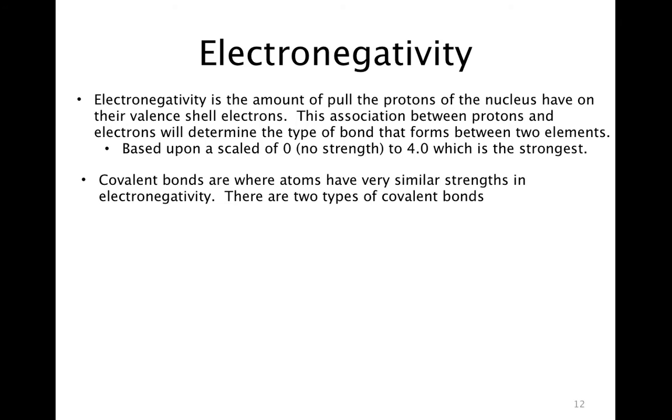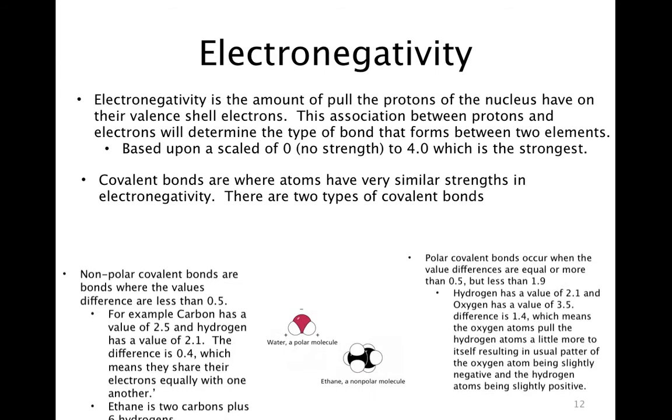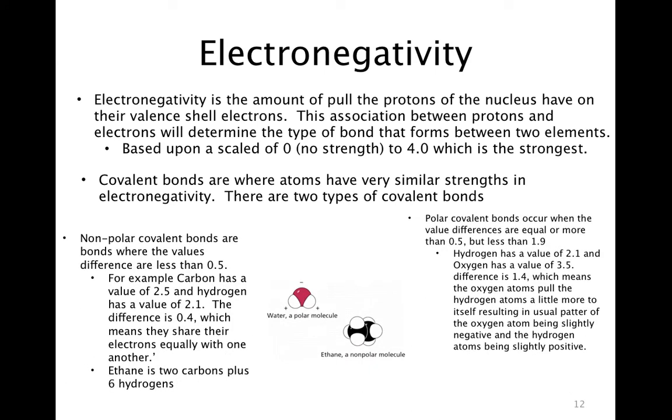So there are different types of bonds. One is called a covalent bond. This is where the atoms that are bonded together share similar strengths in electronegativity, and they share electrons with each other. And there are two types of covalent bonds. One is what we call a non-polar covalent bond, and this is where the electronegativity value differences are less than 0.5. So for example, carbon has an electronegativity value of 2.5, hydrogen has an electronegativity value of 2.1, the difference is 0.4. So they share the electrons equally with each other.